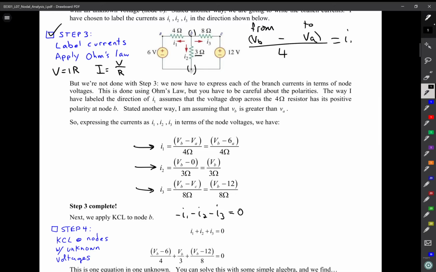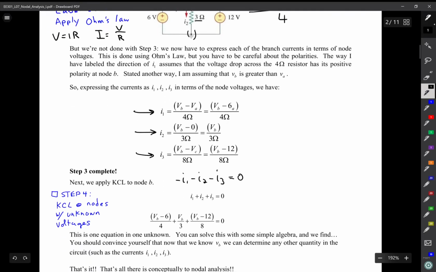Now I know in my mind, since I just labeled it that way, that one of them must be negative, because in order to have a balance of currents going in and out, I have to have at least one of the currents going in. But again, that's okay. We just label them and then let the math do the work. If I multiply through by minus 1, I get this equation here. So I'm done with step 4: applying Kirchhoff's current law to the unknown node voltage, node B.